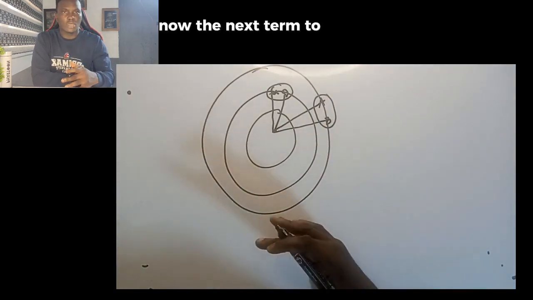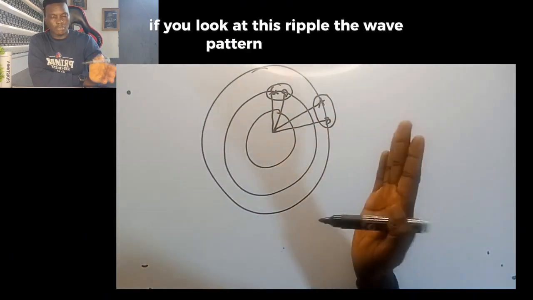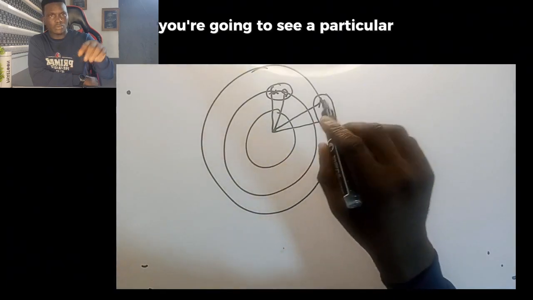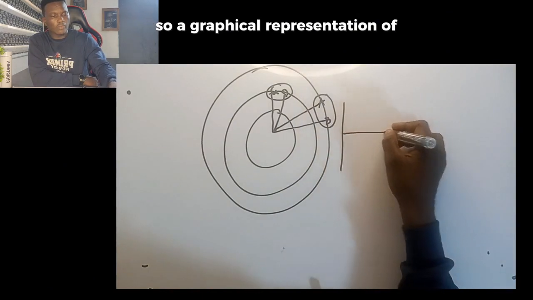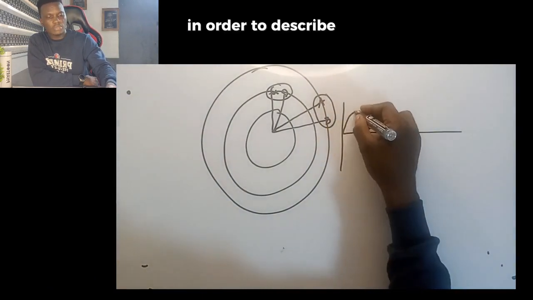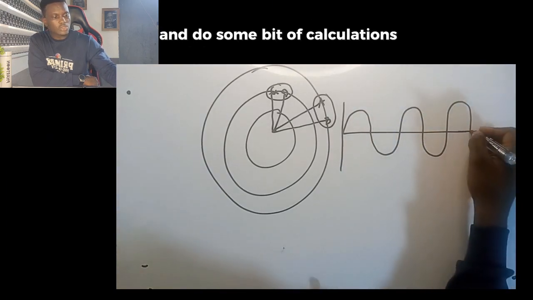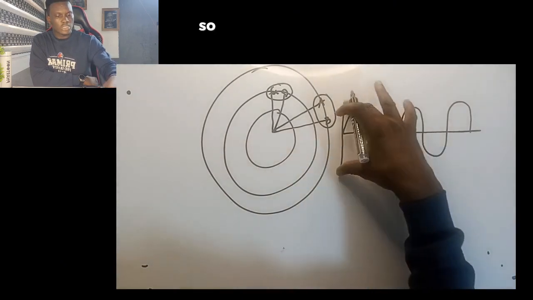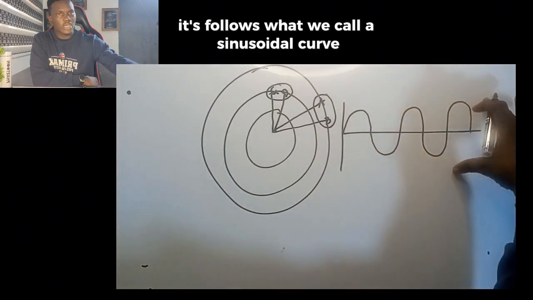Now, the next term to look at is the wave profile. If you look at this ripple, the wave pattern on the side, you're going to see a particular pattern that it follows. So a graphical representation of a wave, in order to describe the properties of the waves and do some calculations, is what we call the wave profile. So this is a graphical representation. It follows what we call a sinusoidal curve.